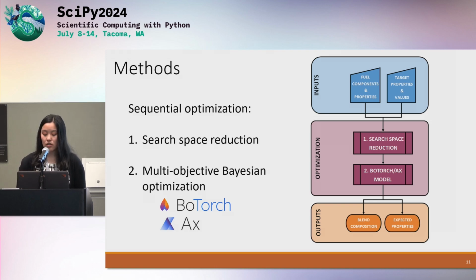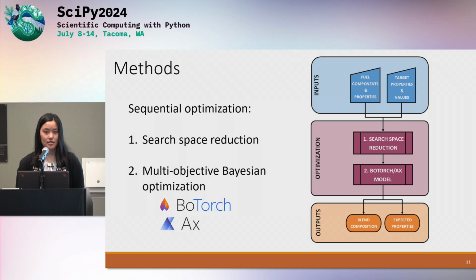And so we reduce our search space to the best performing component combination. From there, we identify the optimal blend ratio with a multi-objective Bayesian optimization. We use open source Python-based packages, BoTorch and Ax, to help us do this. And what we get at the output of this methodology is an optimal blend ratio of the components we obtained from our search space reduction.